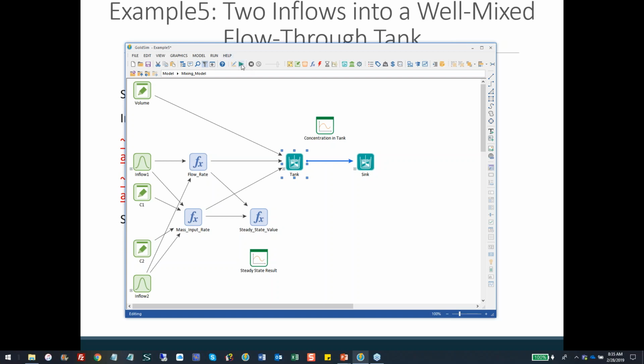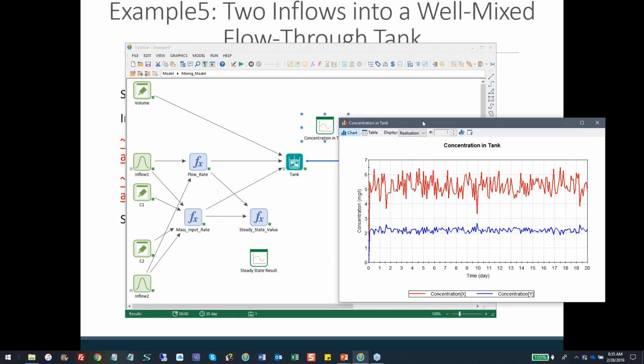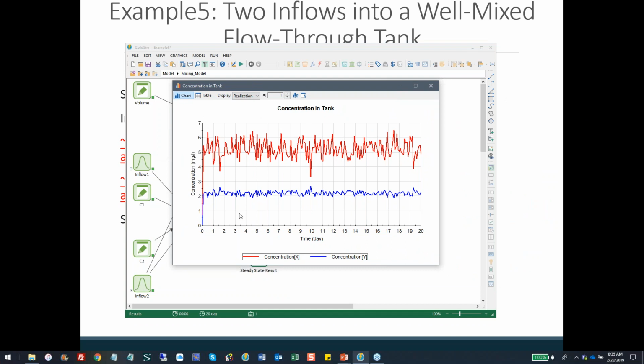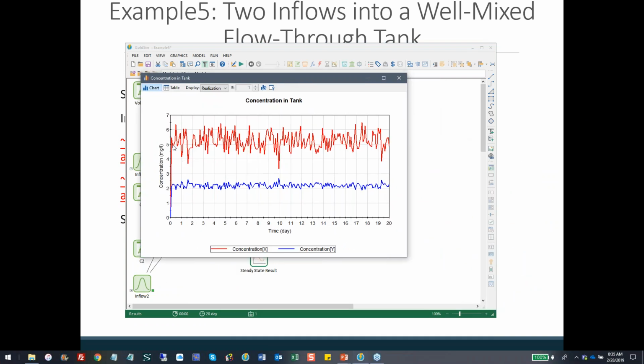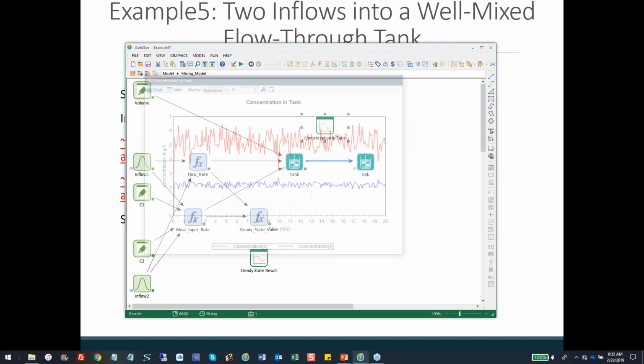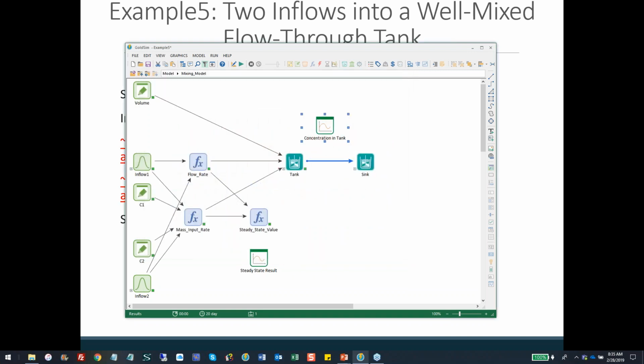So if I run this model, I can actually plot all my results. Here I'm looking at the concentration in the tank, but for both species. There's my X, this is what we were simulating before, and here's Y. So I can show a plot of the concentration of both species in that tank. And you can imagine in a real model, you're usually going to have multiple species that you're tracking through the system.